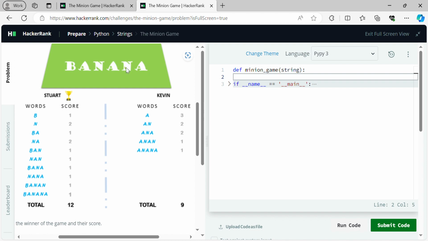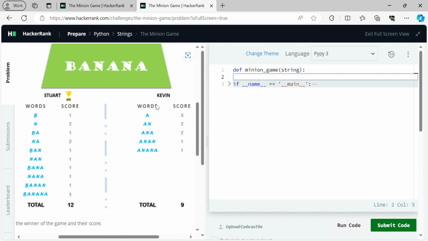And again he gets here one consonant. N is one substring and NA is another substring. So 2. Here 6 plus 4 plus 2, 10 plus 2, 12. A total of 12 substrings. So in this way, Stuart got 12 points.